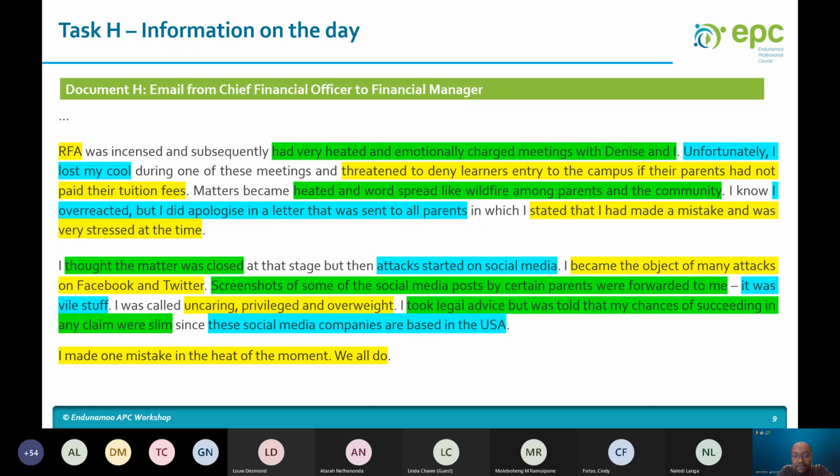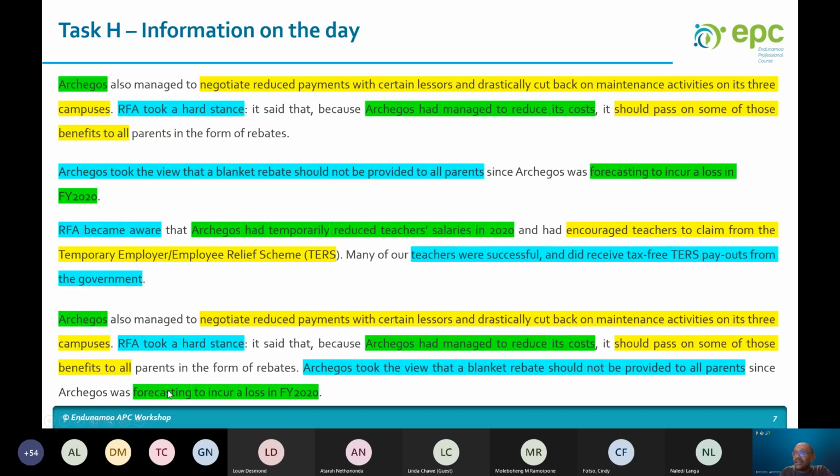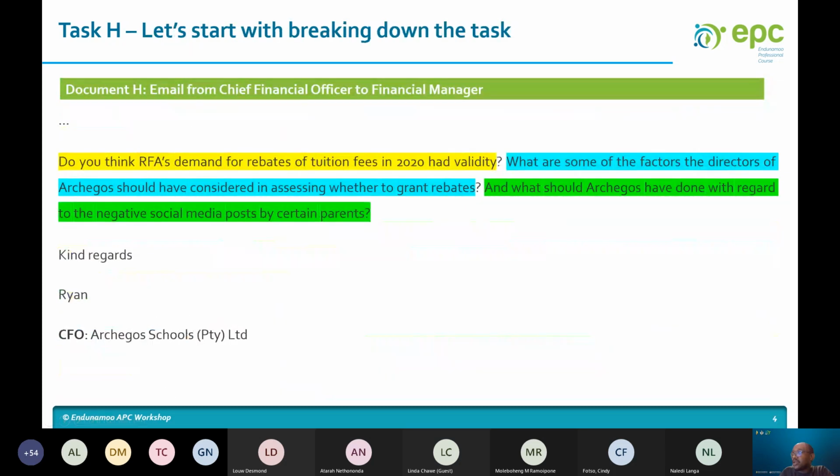But just be careful, right? Because here we're not asked about what to do about Ryan's behavior. We asked about what to do about the negative things that are being said. Am I correct? Let me just double check that. Because they said, and what should Archigos have done with regard to the negative social media posts? It wasn't about Ryan's behavior. It was negative social media posts, and that's where you need to focus your attention.